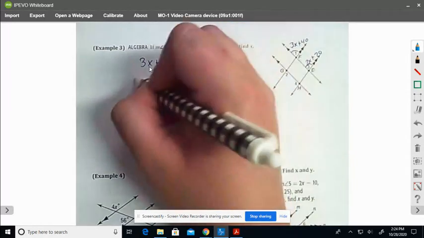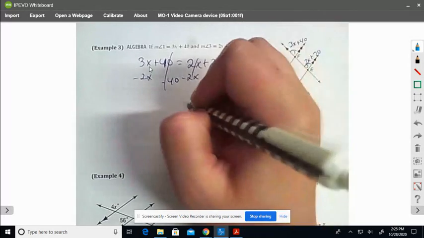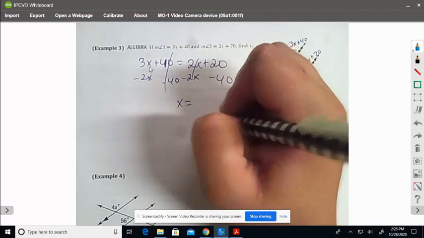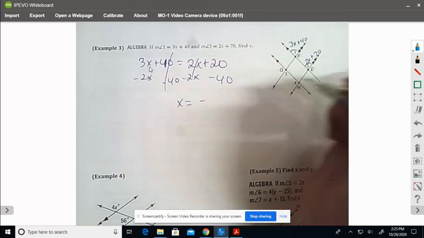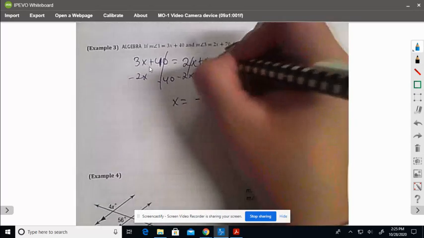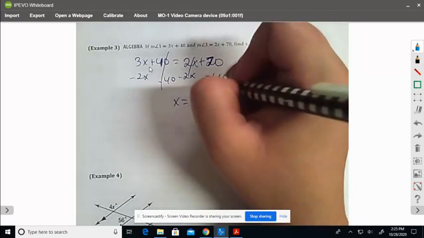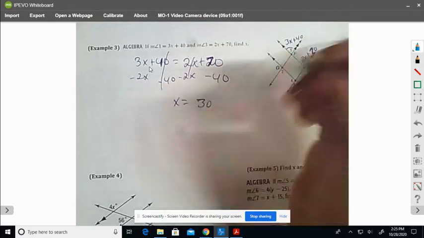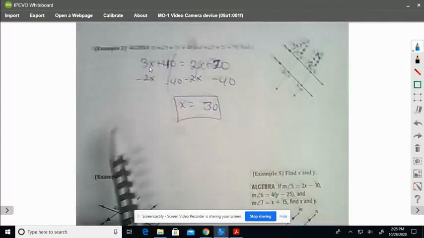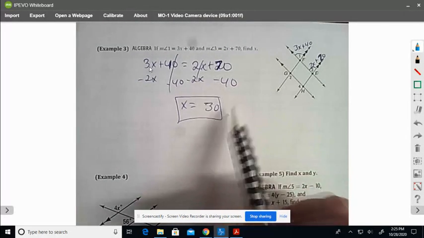I'm going to subtract 2x from both sides and subtract 40. And I get x equals, did I mess a sign up here? Oh, this is a 70. I thought it was a 20. So sorry. Okay, so that should be minus 40, and that would give me 30. So the error, I just wrote a 2 here instead of a 7. So 70 minus 40 should give me 30.